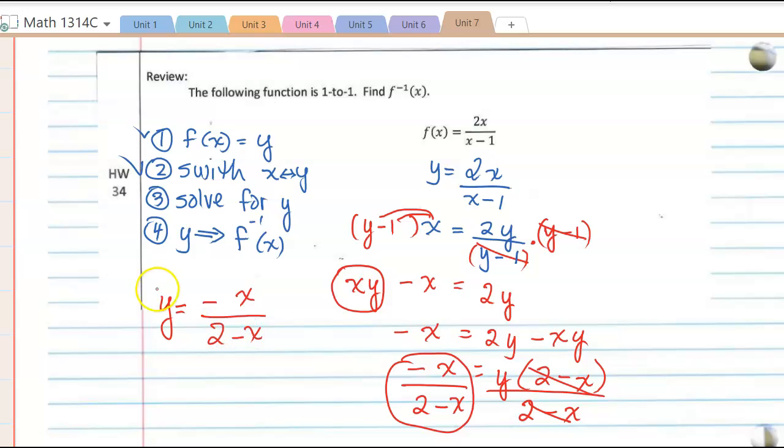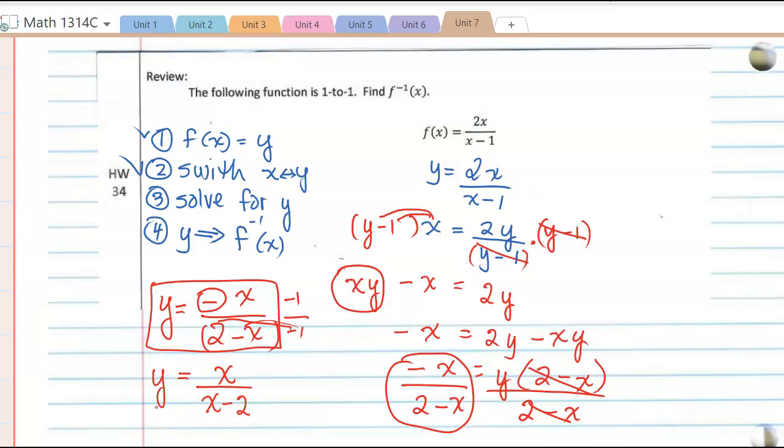This is fine the way it is. The only thing I can do differently is to get rid of that negative and multiply the top by a negative 1 and the bottom by a negative 1. When I do that, the top will now become a positive x, and at the bottom I'll have a positive x minus 2. Again, I'm doing the distributive property here. When I multiply negative x times a negative 1, that is how I get a positive x, and then negative 1 times a 2, that's how I'm getting that minus 2. And that's equal to y. And then the last thing I would do is to change that y into the inverse function of f.